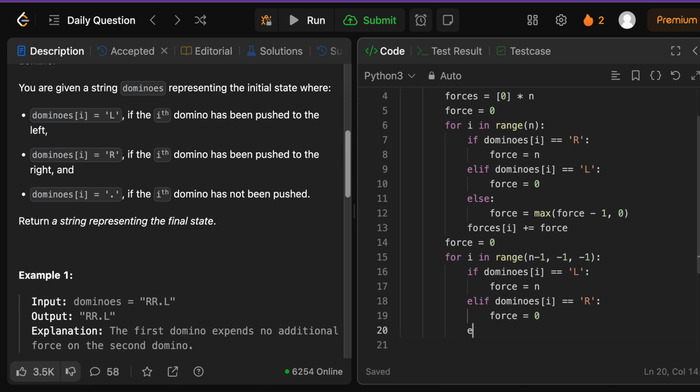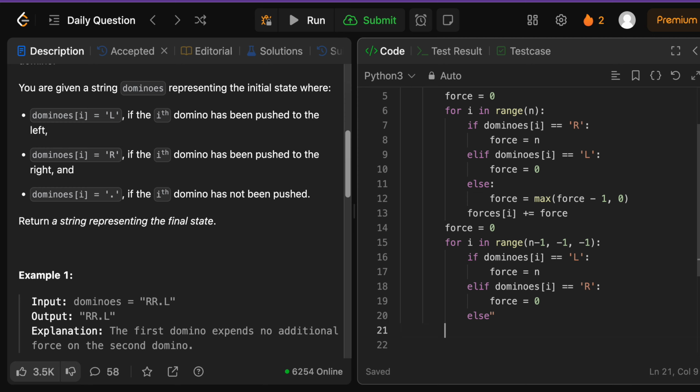And again, we of course still have to have the else conditional for if the current domino is a dot, meaning it doesn't have any force. And if that's the case, very similar logic here. We'll get the force and we'll maximize that to either be 0, because we don't want it to be negative, or force minus 1. We're still doing force minus 1 because the leftward force for a dot would just weaken, like we did before for the right-hand counterpart.